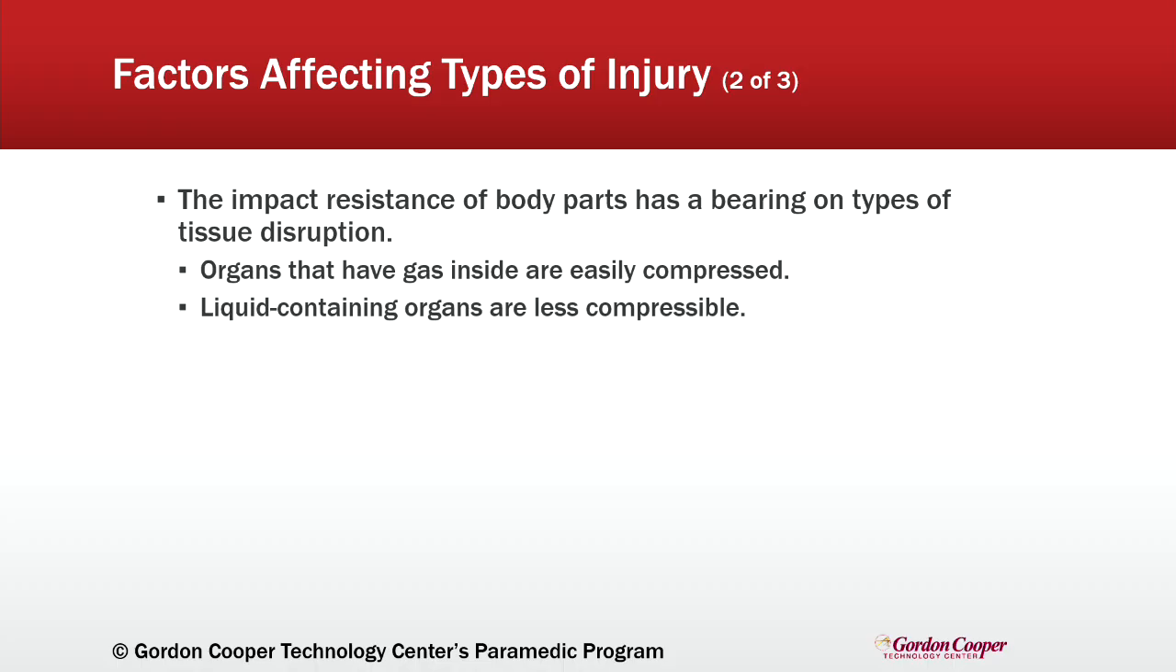The body's ability to resist impact affects how tissues are damaged during trauma. Organs that contain gases or air, such as the lungs and intestines, compress more easily and are more vulnerable to pressure changes, but sometimes they respond better to blunt forces. Organs filled with liquid, like the liver and the spleen, are less compressible and tend to tear or rupture when exposed to blunt forces, but they're less affected by gas or pressure changes.